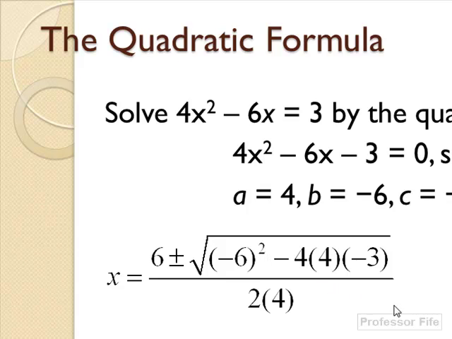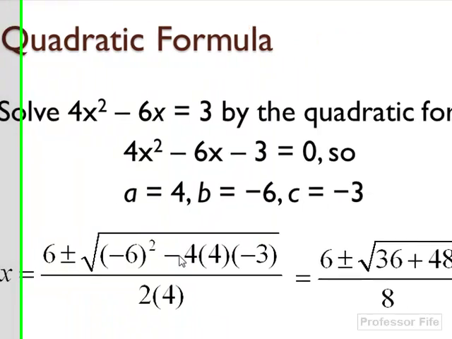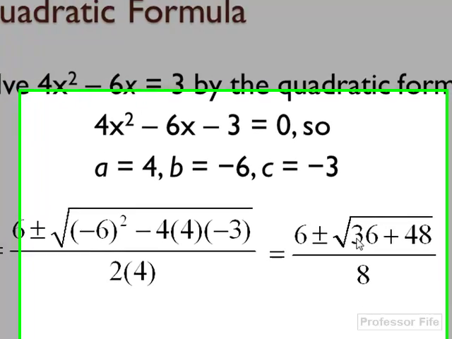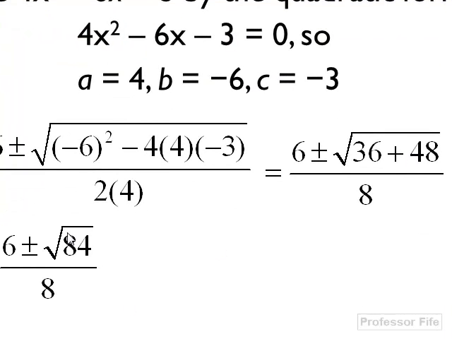That's going to give us 36. And you have negative 4 times 4, that's negative 16, times negative 3. So negative times negative is going to give you a positive, and 16 times 3 is 48. In the denominator, you have 2 times 4, 8. Okay, so next you want to add the 36 and the 48. When you add those, you get 84. That's right here.